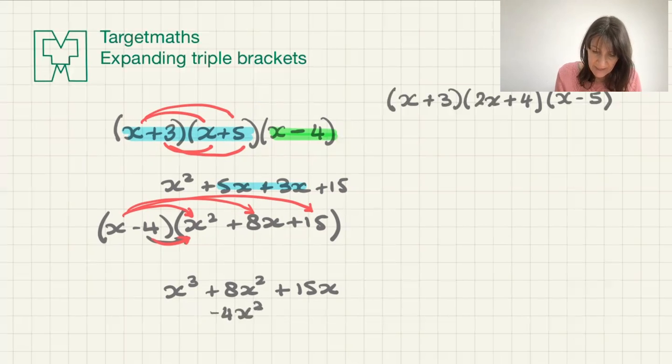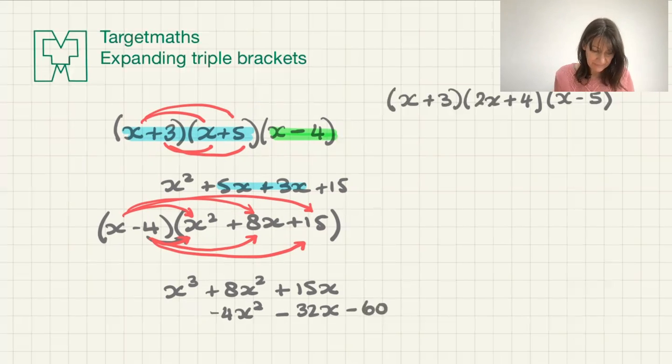So I've got minus 4x squared. The next one that I'm doing is minus 4 times 8x. Well, minus 4 times 8 is minus 32, so I've got minus 32x. And then it's minus 4 times 15, which is minus 60. The reason that I do that is because then I can work a bit like I do column addition and subtraction. I'm not having to go off down the line searching for the x squared and searching for the x's. They're literally next to each other. It just makes it so easy to see what's going on.